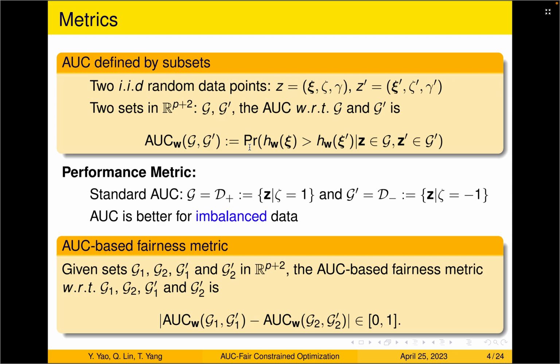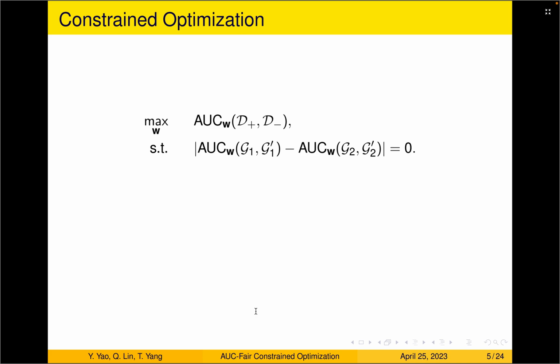For the constraint metric, we consider the AUC-based fairness metric. So given 4 sets, G1, G2, G1 prime, and G2 prime, the AUC-based fairness metric with respect to these 4 sets is defined as the absolute value of the difference of AUC of G1, G1 prime, and AUC of G2, G2 prime. So our formulation is a constrained optimization. We want to maximize the standard AUC subject to the AUC-based fairness constraint being satisfied.